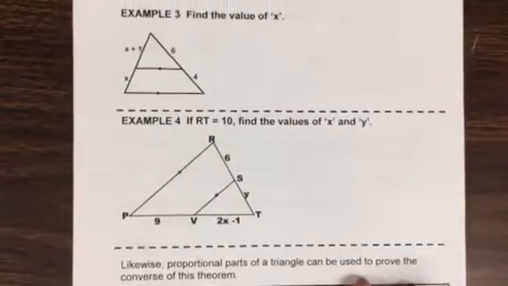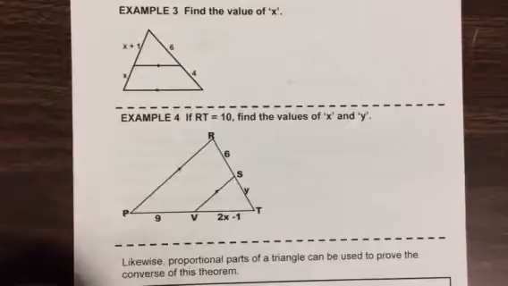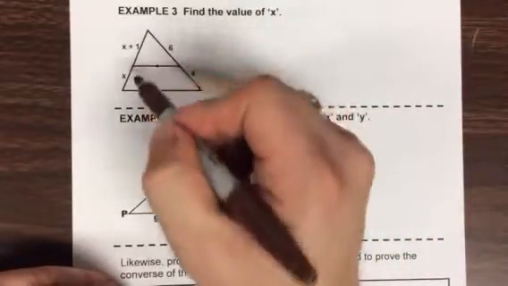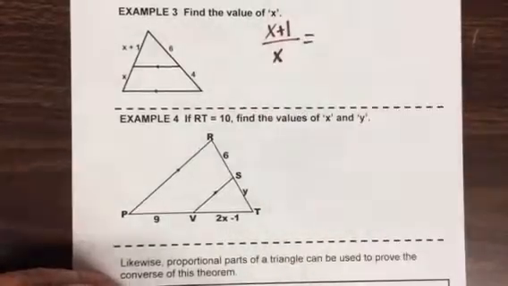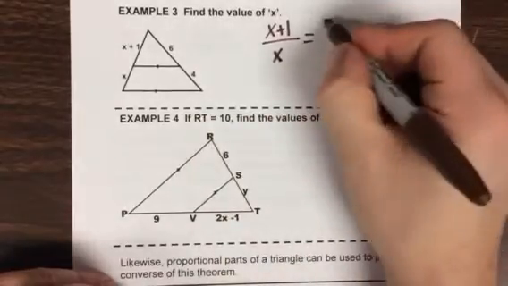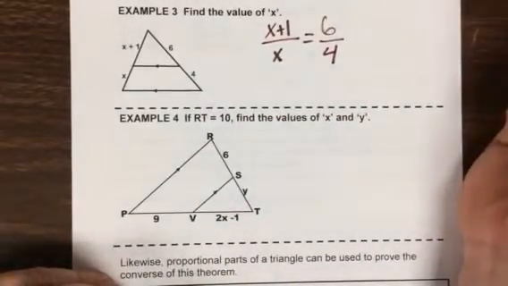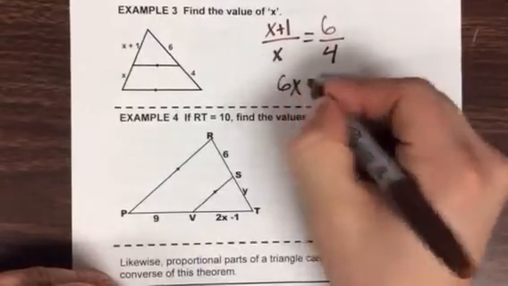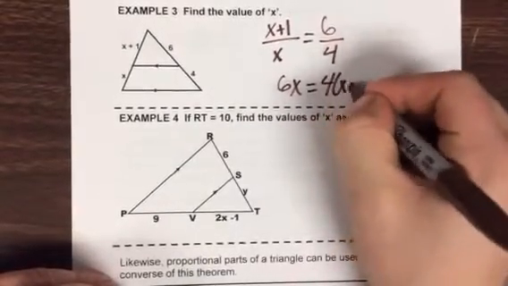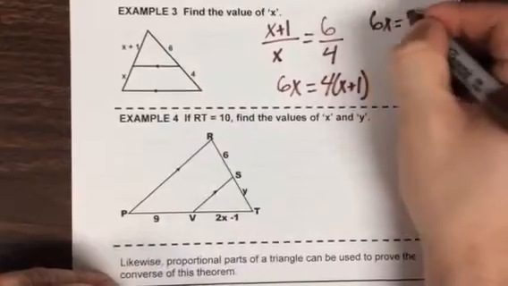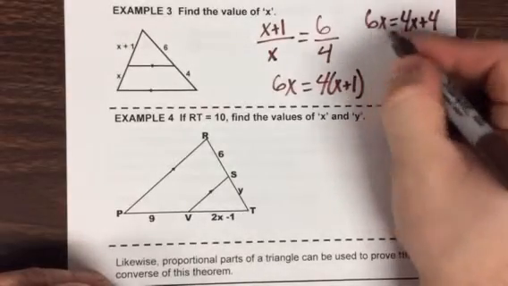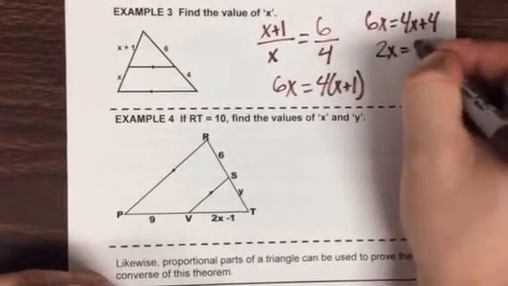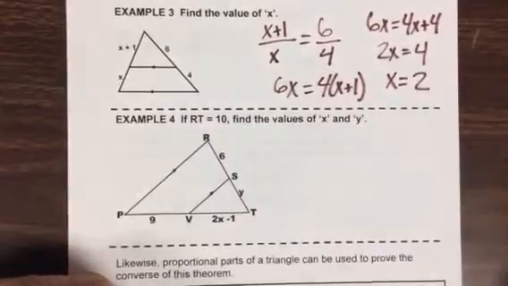Looking at example number 3, my suggestion to you is you go ahead and try this one yourself. See if you can do it on your own. Example number 3, I'm going to say x plus 1 and x is proportional to 6 and 4. So I cross multiply and say 6x equals 4 times x plus 1, which is saying 6x equals 4x plus 4. Going to subtract 4x from both sides. Say 2x equals 4, or x equals 2.